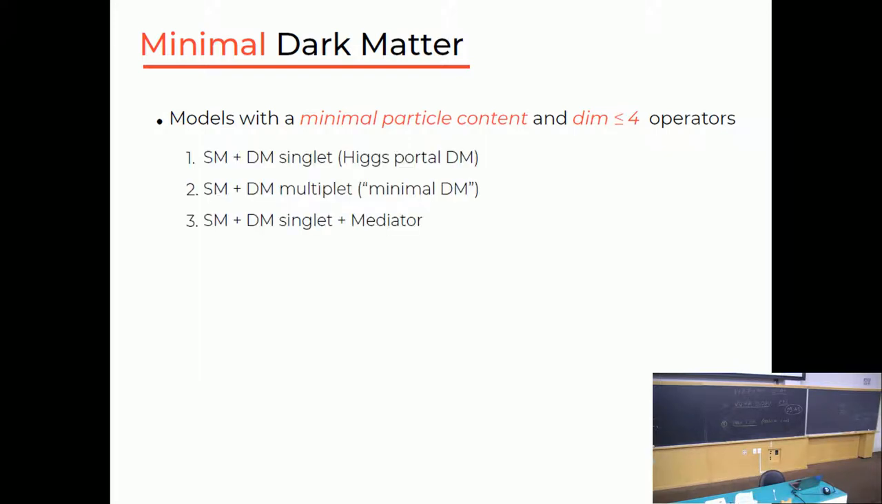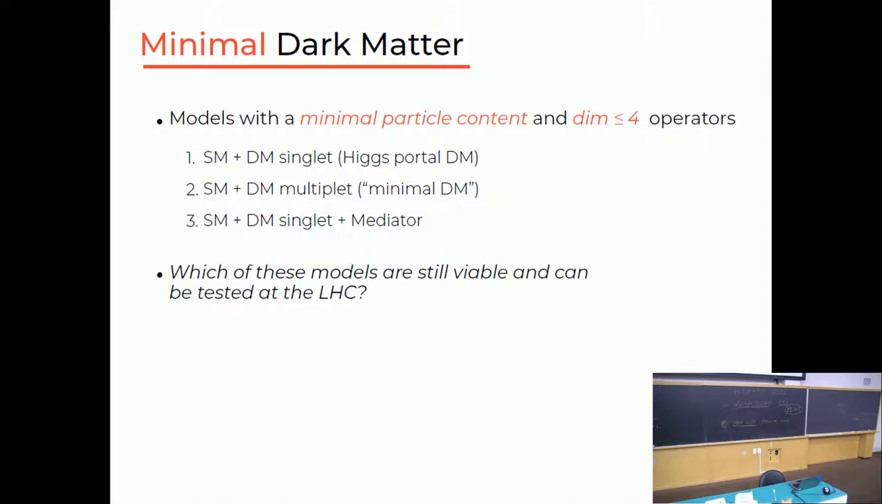And we have some very simple options. The first one is just to add a singlet to the standard model, the famous Higgs portal dark matter. Then we can add a multiplet. It's called minimal dark matter. And the next step is to add a singlet and a BSM mediator. So the mediator here is not in the standard model. And for these minimal scenarios, I want to discuss which of these are still viable and which of these can be tested at the LHC, or where there is hope to see something at the LHC.